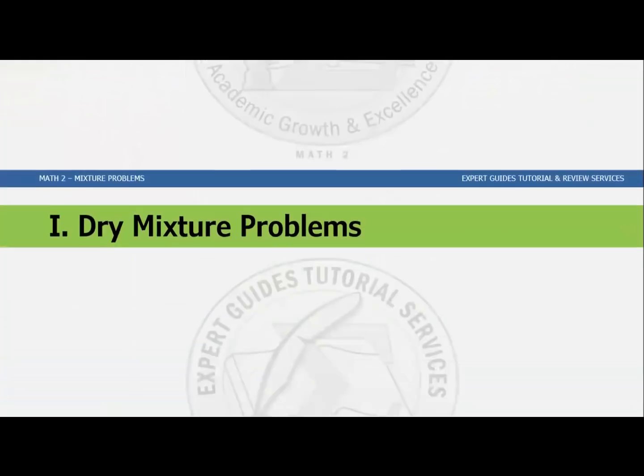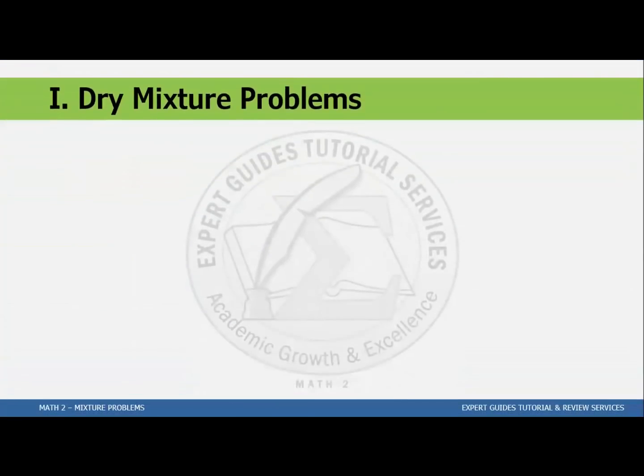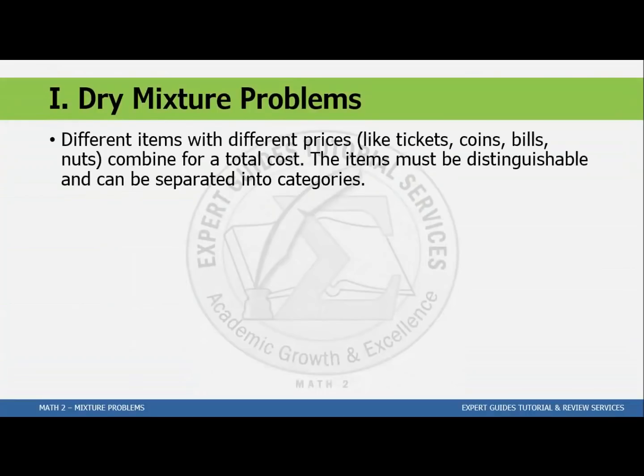So first, dry mixture problems. If you have different items with different prices, such as tickets, or coins, bills, or even nuts, products, and they combine for a total cost, then you're talking about dry mixture problems. Another characteristic of these types of problems is that the items must be distinguishable. Pwede mo sila ipaghiwa-hiwalay and i-categorize in that sense.